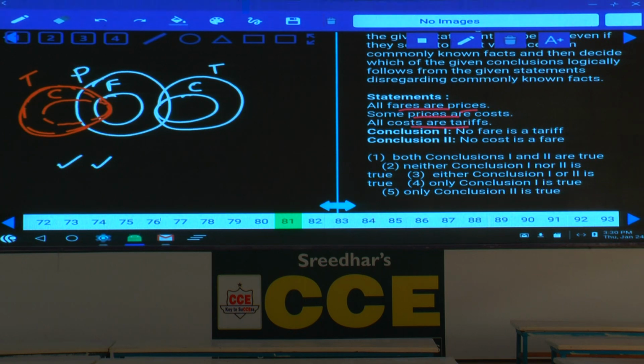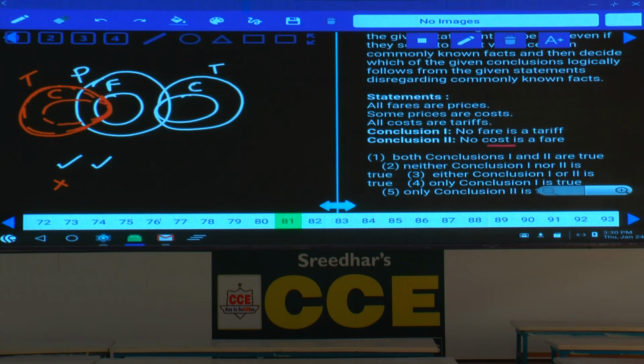At the same time, no fare is a tariff has become false because I have proven some of the fares are tariffs. As some fares are tariff is true, no fare is a tariff will be false. Alternate diagram proven, previous conclusion will be false. Clear? Then coming to the second one, no cost is fare.